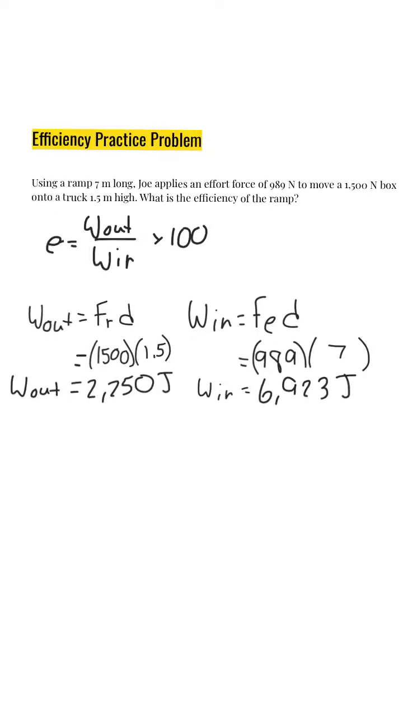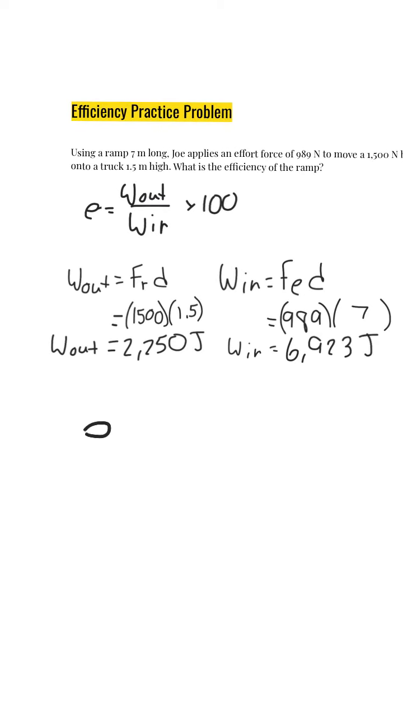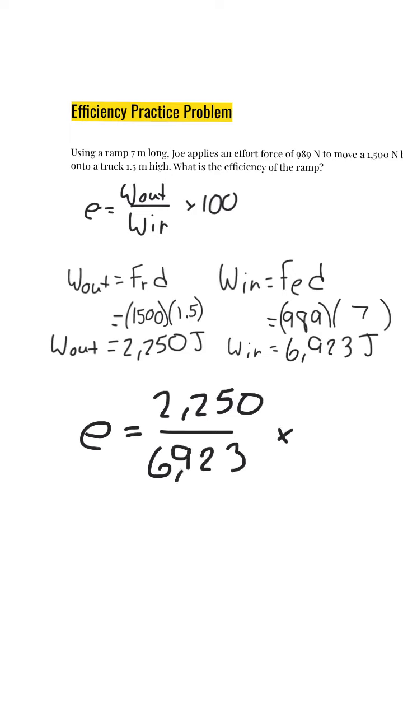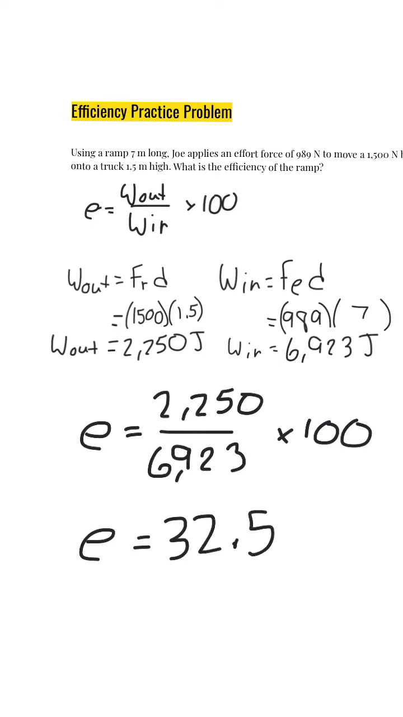Okay, so then we need to plug it into our efficiency equation. So efficiency equals work out on top, 2,250, the work in on the bottom, 6,923, and then we're going to multiply that number by 100. So 2,250 divided by 6,923 gives me 0.325, and multiplying that by 100 gives me 32.5%. So at the end, your efficiency is going to be a percent.